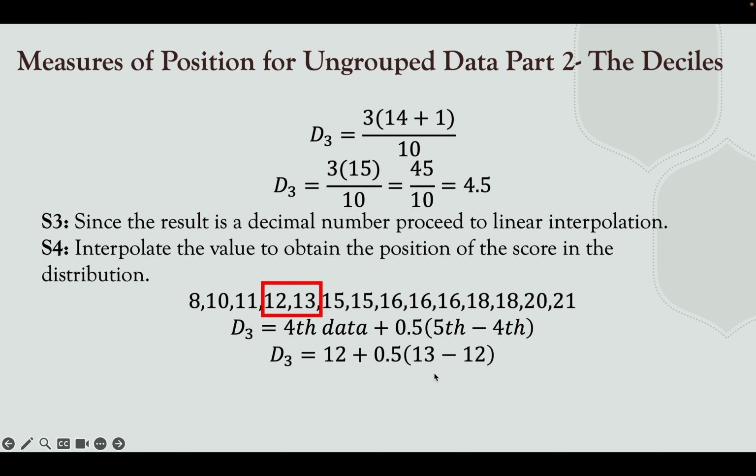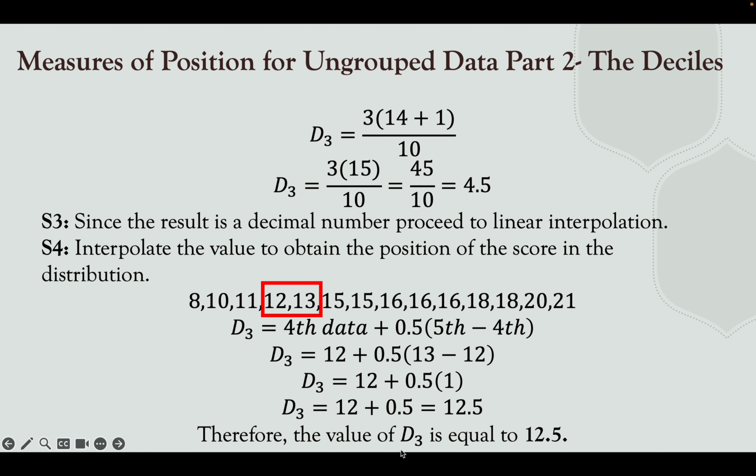So 12 plus 0.5 times 13 minus 12. Using PEMDAS, class, you need to simplify first the parenthesis. 13 minus 12 is 1. 1 times 0.5, we have 0.5. So 12 plus 0.5 is 12.5. Therefore, the value of your D sub 3 or your third decile is equal to 12.5.